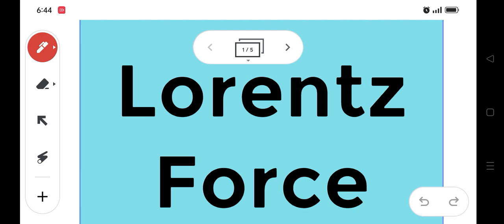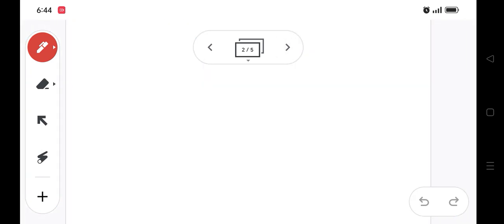Today we are going to learn an interesting topic, the Lorentz force. We can learn this topic in the fourth chapter of NCERT, Moving Charges and Magnetism. Okay, so let us start. So what is this Lorentz force? That's what we have to learn.